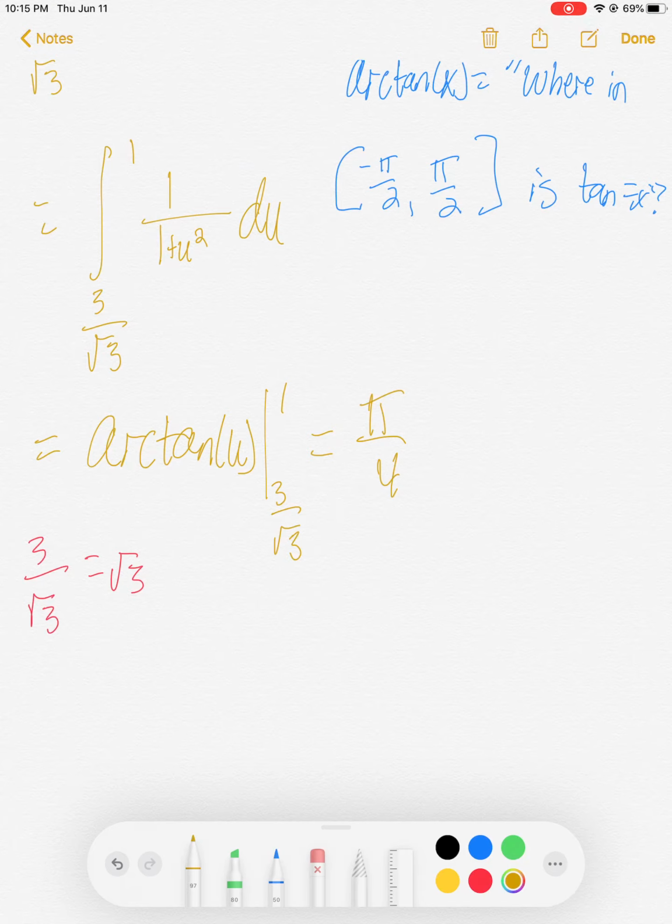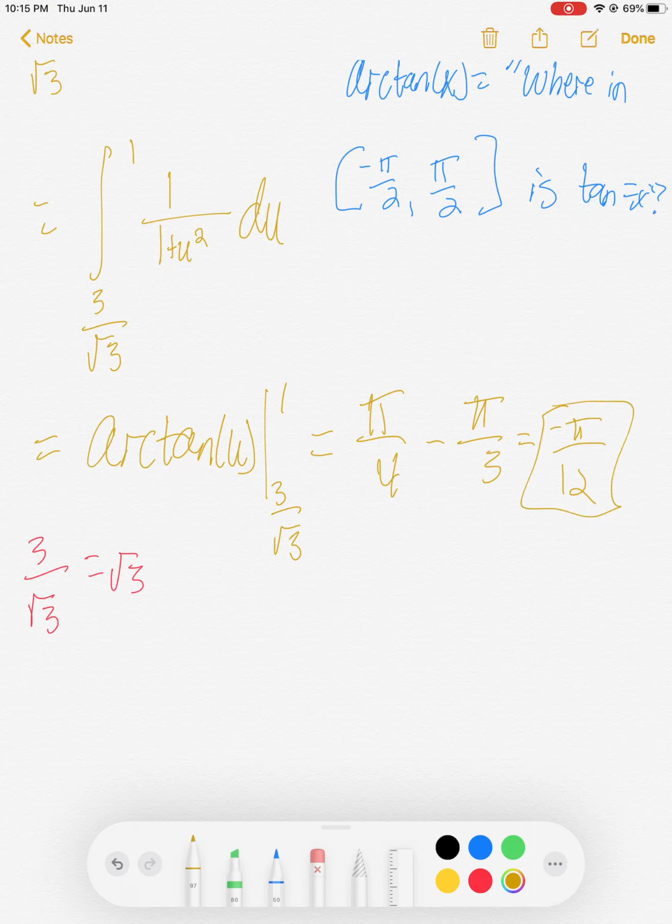Where in this interval is tangent equal to 3 over root 3? Well, it might help to notice that 3 over root 3 just equals root 3. And tangent is going to be root 3. Let me see. Well, at pi over 3, I have sine is root 3 over 2, cosine is 1/2. So yeah, tangent is root 3 at pi over 3.